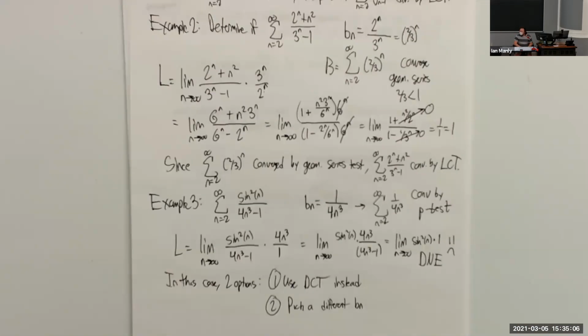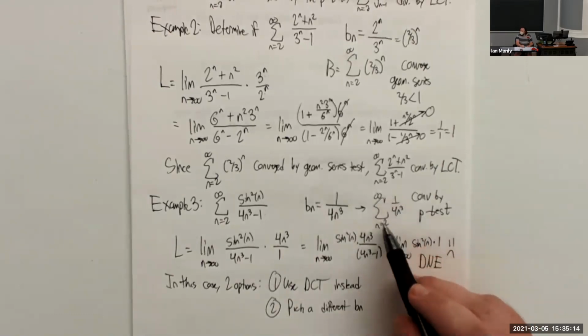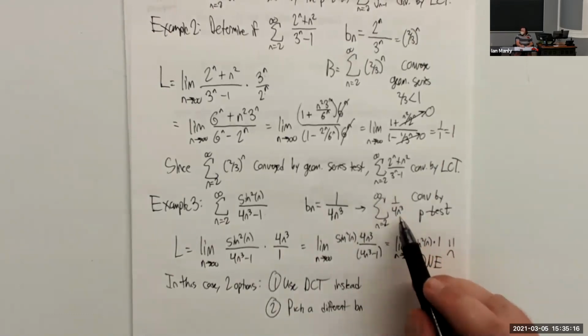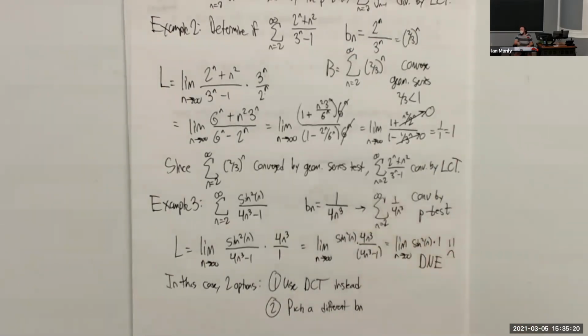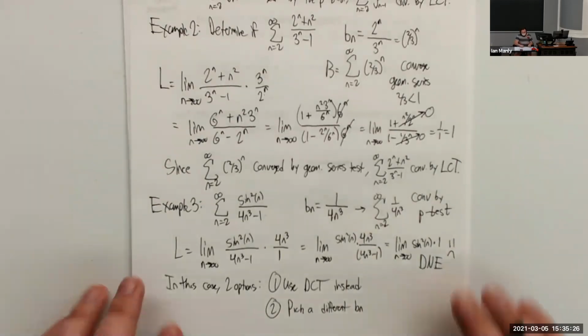Can you cancel out the sine squared by making it be the BN? Well, we could put it in the BN. That would cancel it out, like you said. But remember, BN needs to be a series that we can easily see the convergence of. And if we put that sine squared in there, that would make it something that we couldn't easily see what's going to happen to it. So unfortunately, we can't do that.